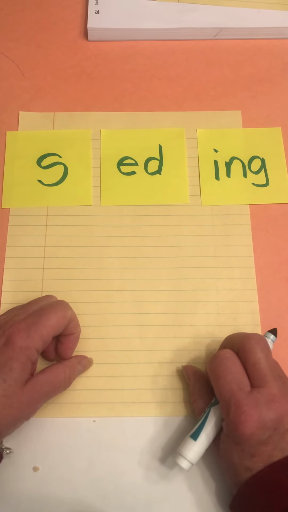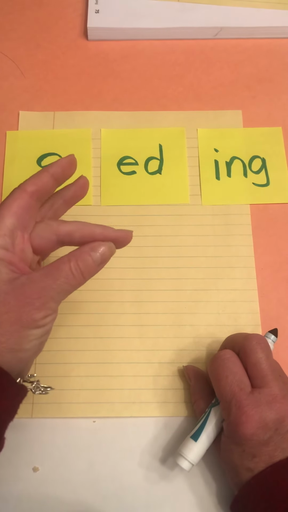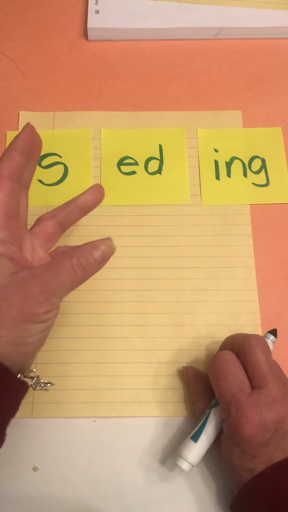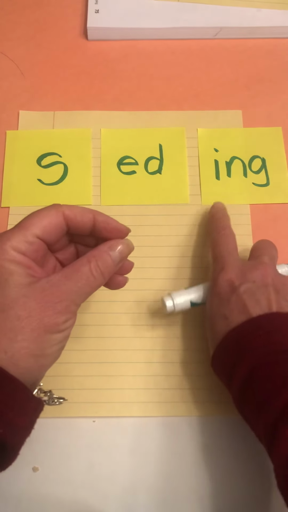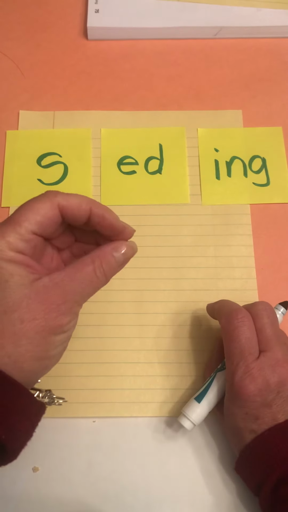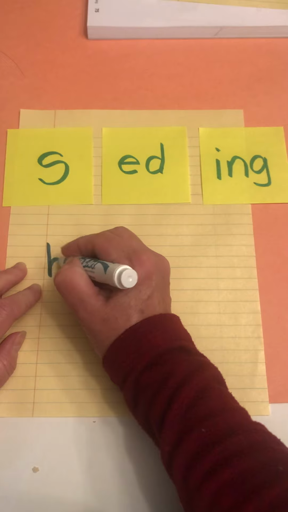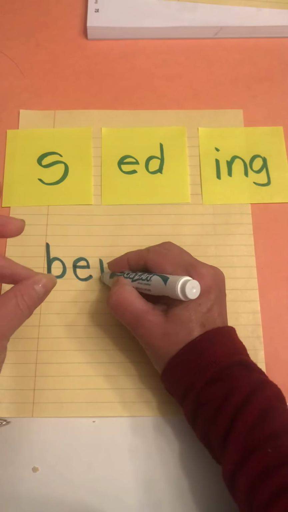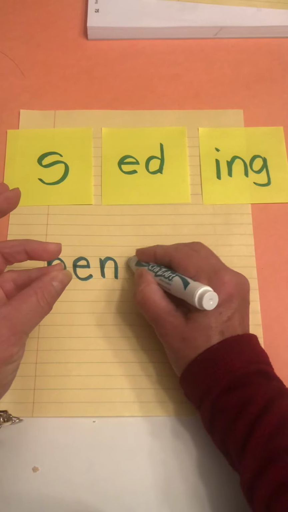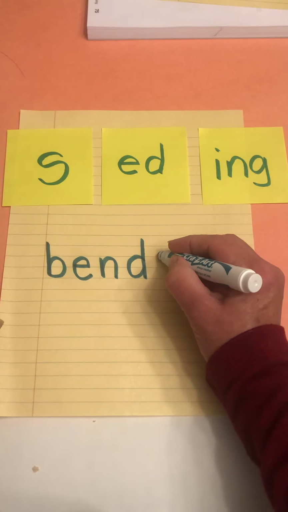That's it, bend. So we'll tap out bend, b, e, n, d. But when we slide it together, we'll add that suffix ing, bending. So let's try to write that. B, e, n, d, bend, bending.